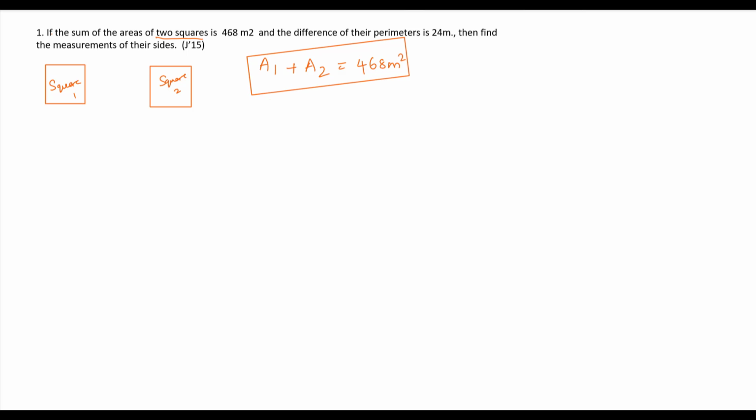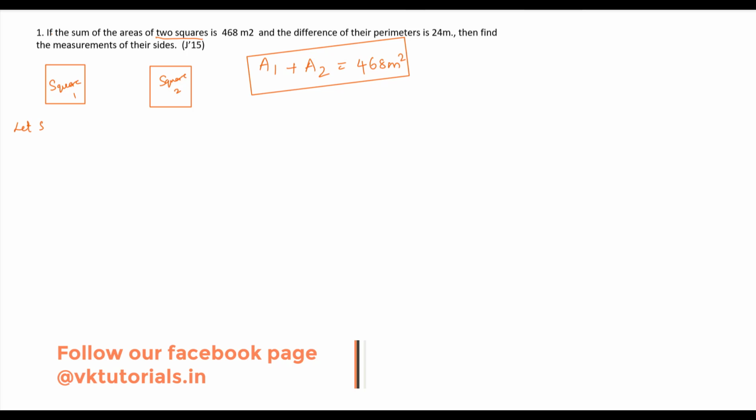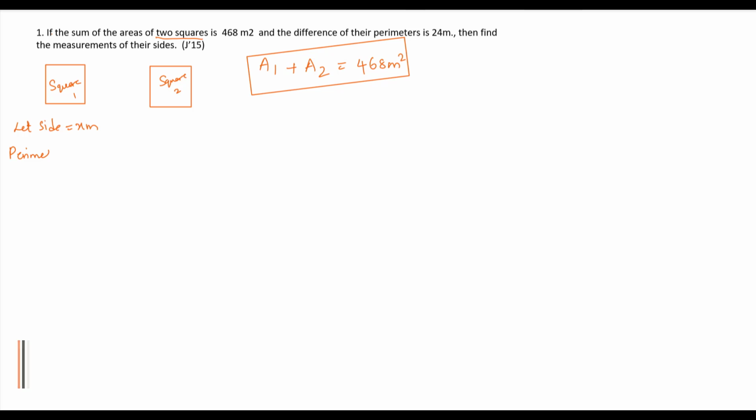Now let's get on to the second statement. Here's the second statement as difference of the perimeters is 24 meter. Before that, let us assume that side of this square be x meter. Then the perimeter of that square will be 4x meter. When you read the second statement, it says that difference of the perimeters is 24 meter. So from that I can say the perimeter of second square is 4x minus 24 meter and the side will be 4x minus 24 by 4.